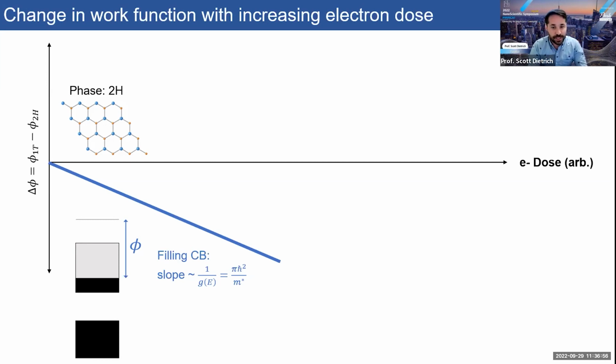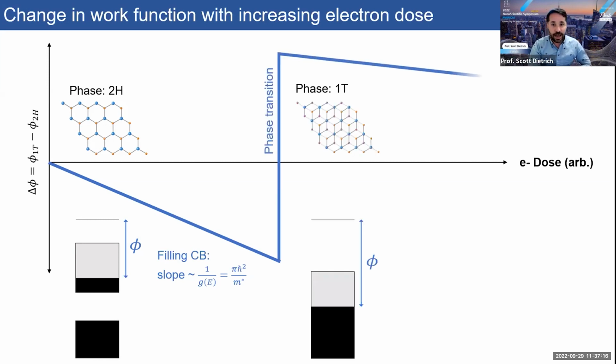So if you were using another material other than MoS2, this work function change would be maybe less or more steep here. But at some point, as we said, you've got a ton of electrons at high energy. They're going to want to reconfigure the atomic structure. The phase transition happens to the 1T phase. And so we get a flipping of the sign of the change in work function. We've now gone below the work function we had when we were in the 2H phase.